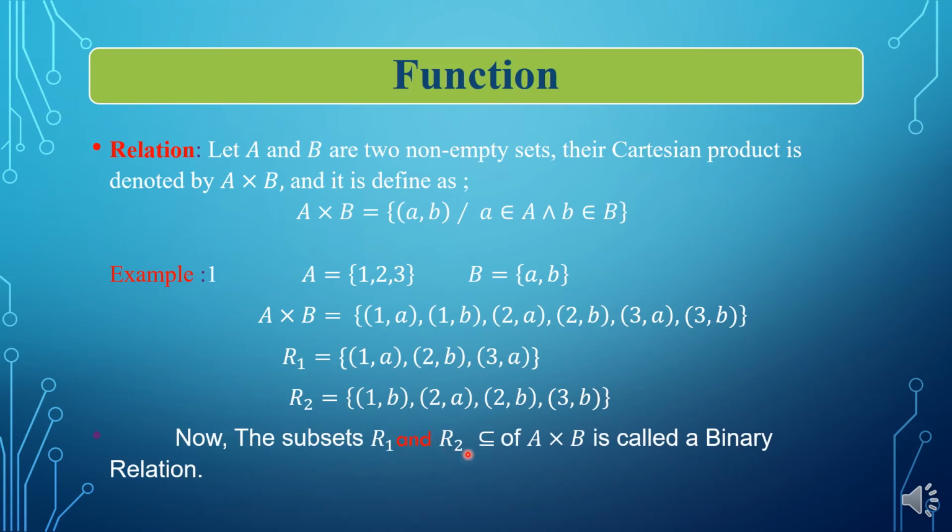Now these subsets R1 and R2 are subsets of A cross B, and these are called binary relations. R1 and R2, subsets of A cross B, are called binary relations. So I hope you now understand what a binary relation is. Any subset of A cross B is called a binary relation.